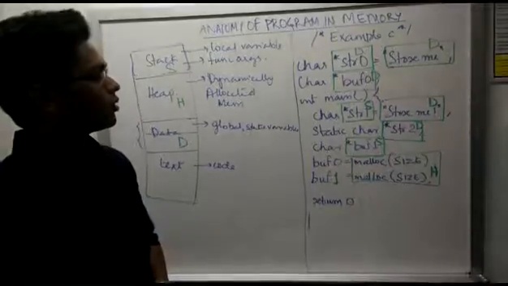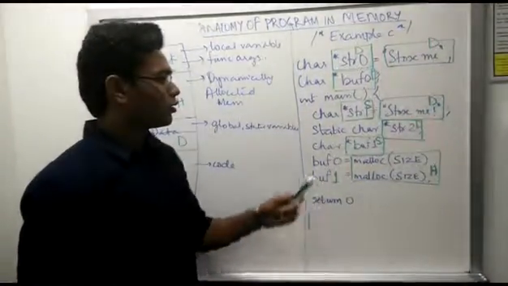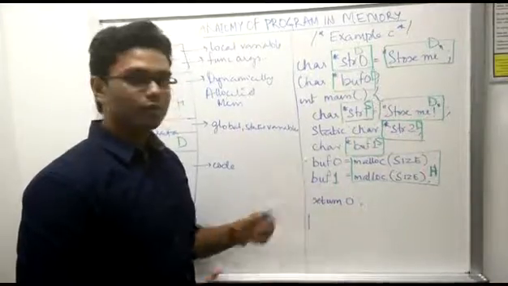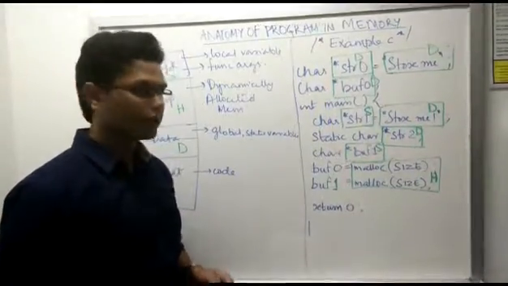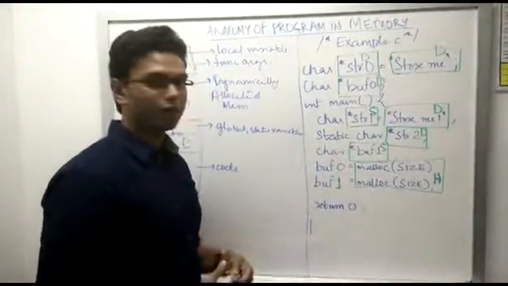So I think I've covered this section. A point to note is that your local variables' scope is only within the function. So the moment I exit main, your local variables are void.